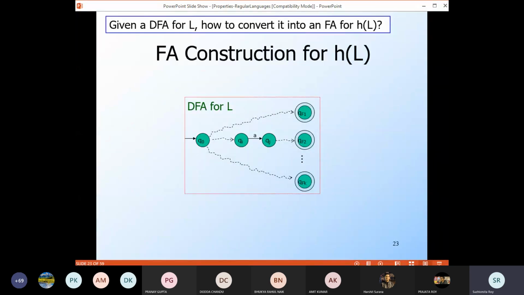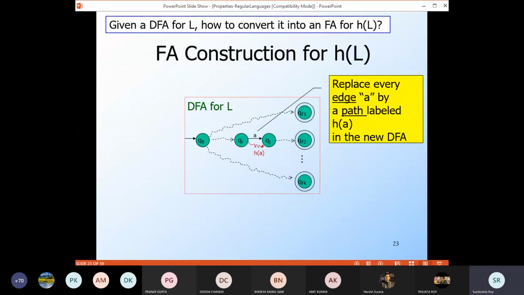So let's look at the construction. Given a DFA for L, how do we convert it to a finite automaton? Note, we are not saying DFA, it could even be an NFA, but it will be a finite automaton. If you can get a finite automaton, you can always convert it to a DFA as required. So how do we obtain a finite automaton for the homomorphic image of L, for some homomorphism defined?